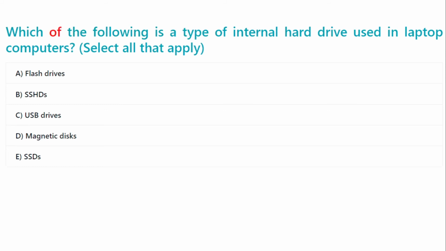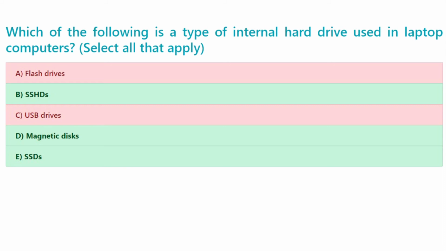Which of the following is a type of internal hard drive used in laptop computers? Select all that apply. A. Flash drives. B. SSHDs. C. USB drives. D. Magnetic disks. E. SSDs. The correct answers are B. SSHDs. D. Magnetic disks. E. SSDs.